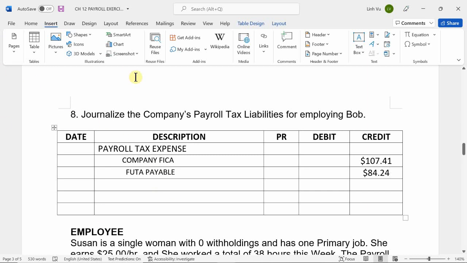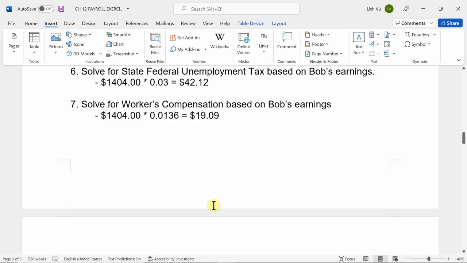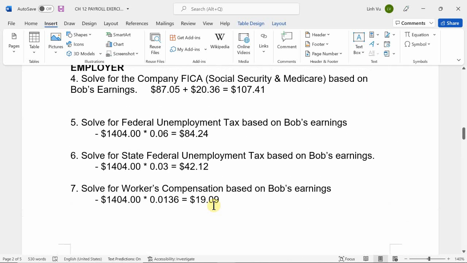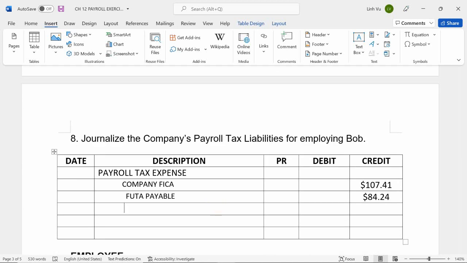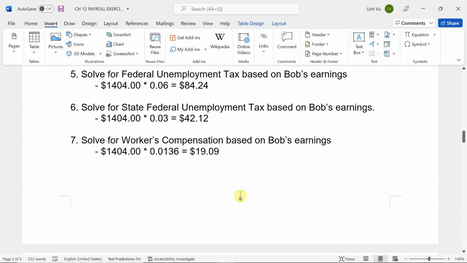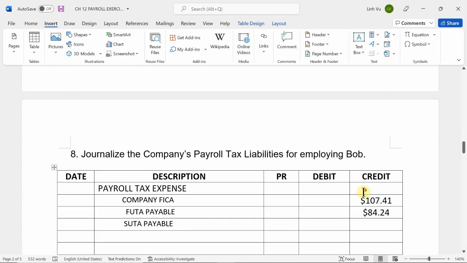Okay, what else is the company responsible for? State unemployment, SUTA for short. How much are we going to pay the state? It's 42.12.